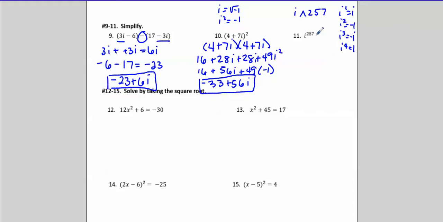So I know 240 would be a multiple of 4, 248, 252, 256. So I'm going to make my i to the 257, i to the 256 times i to the 1. So any multiple of 4 is going to give you just the number 1. So 1 times i to the 1 should just give you i.